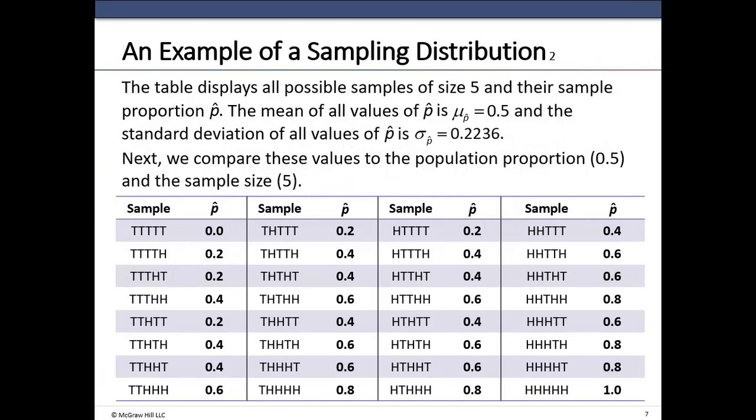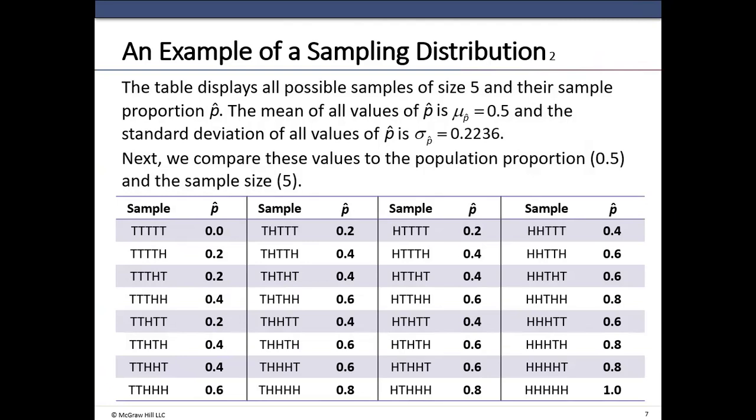For example, if you look at the first sample, T, T, T, T, T, 5 tails, because the coin is tossed 5 times, we did not get any head at all. So P hat, which is the sample proportion of heads, in this case is 0. For the next one, we got one head. So the sample proportion of heads in this is 1 out of 5, or 0.2. The table displays all possible samples of size 5 and their sample proportion P hat.